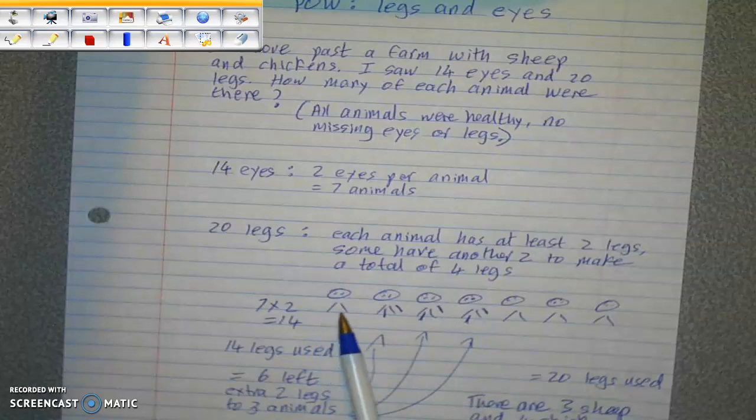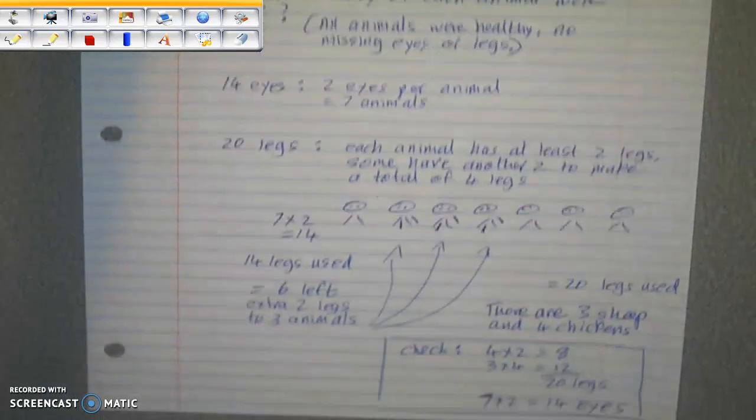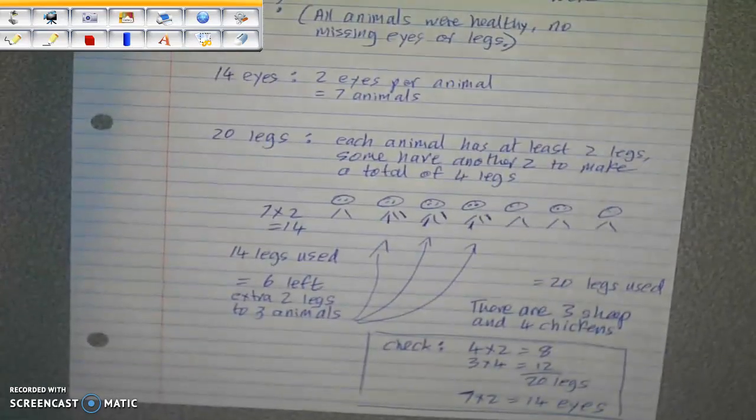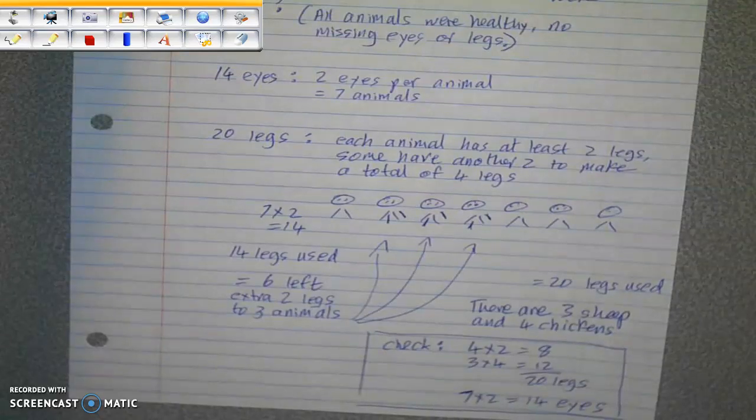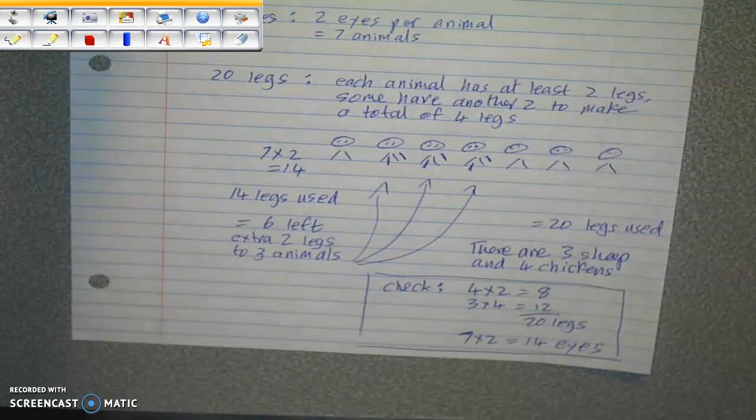So let's count the legs. 1, 2, 3, 4, 5, 6, 7, 8, 9, 10, 11, 12, 13, 14, 15, 16, 17, 18, 19, 20. Great, I've used all the legs. So this means that there are 3 sheep and there are 4 chickens. And at the end, I always suggest that you check your work. So 4 times 2 for the legs is 8, and 3 times 4 for the sheep for the legs is 12. Add them together, you get 20 legs. And there's a total of 7 animals times 2, so there's a total of 14 eyes. So our check works out fine.